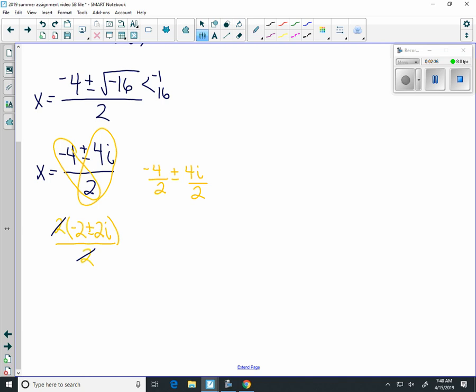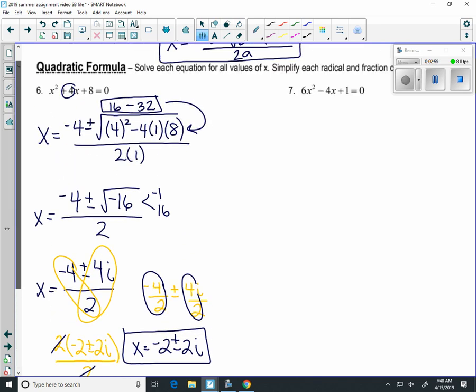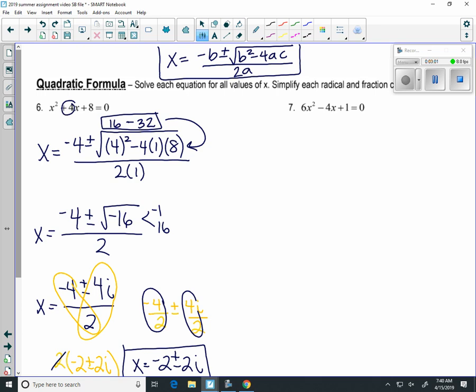Cancel those 2's or divide. Negative 4 divided by 2 is negative 2. 4i divided by 2 is 2i. That's what x is equal to. Quadratic formula is important because it's one of the 2 ways that you can solve a quadratic no matter what. Factoring is wonderful, and it's a really great skill, but it doesn't work in every situation.